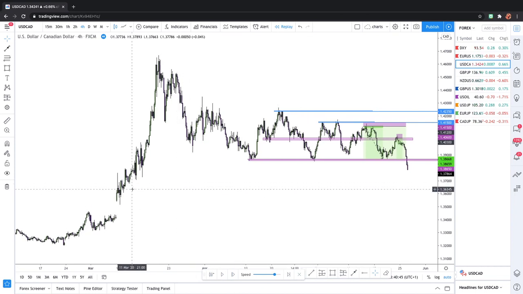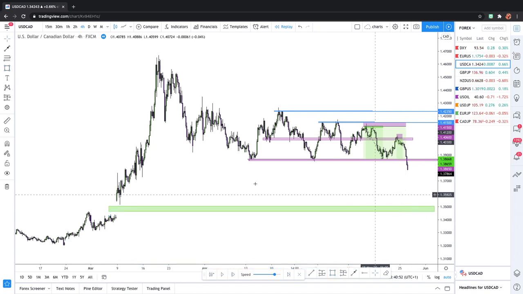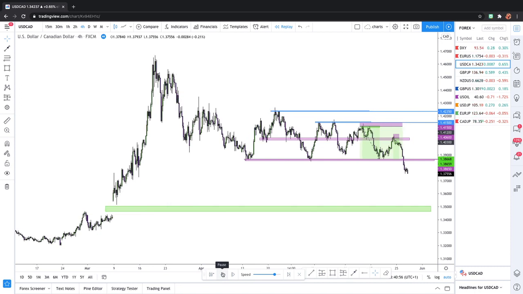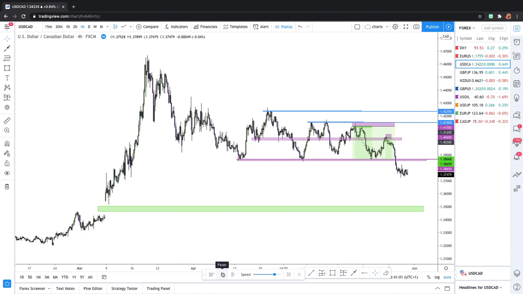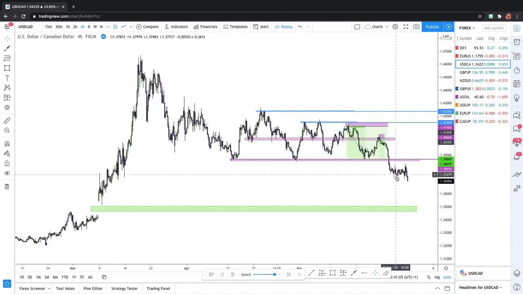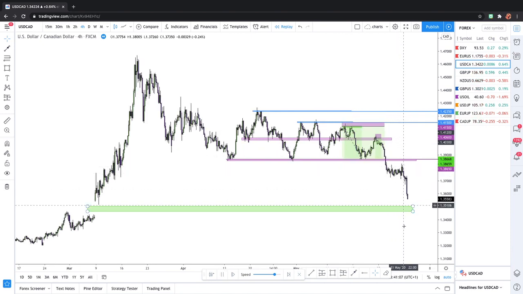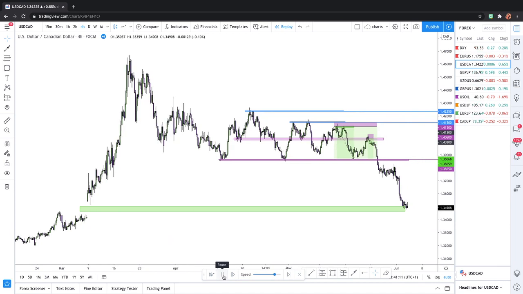Okay, so we have a massive gap here. So that is what it needs to fill. So let's just see what happens. So it starts to range because it dropped so far, and comes up for a correction and completely tanks down to this level.